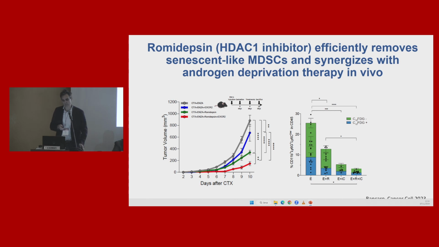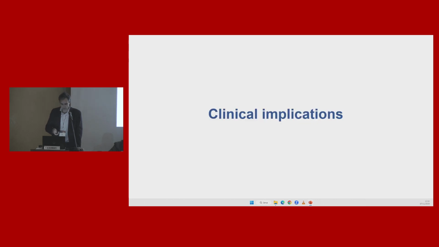Because romidepsin is an HDAC inhibitor that can selectively eliminate these senescent neutrophils. And here you can clearly see that romidepsin synergizes with enzalutamide, and even more with a CXCR2 antagonist, blocking the progression of this prostate cancer very, very efficiently. So why is this important?